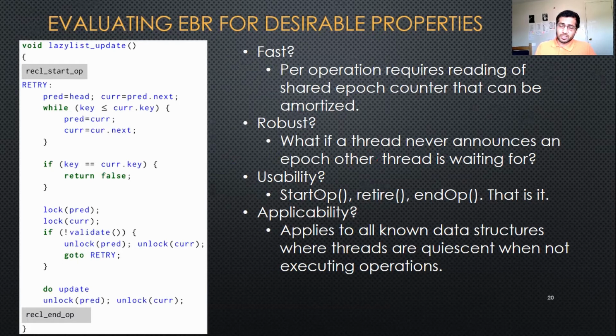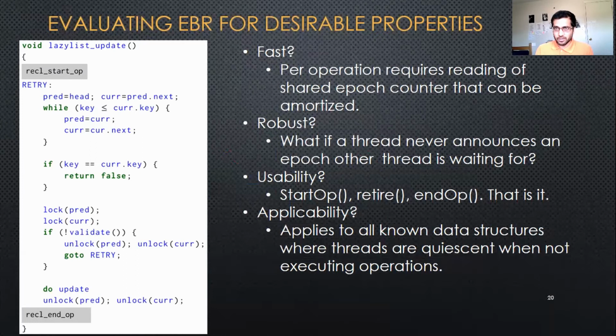As far as usability is concerned, as we saw in this lazy list update operation, you just need to use start and end of operation, encapsulate your operation within these two functions, and you use the retire function to send the node to be freed to be stored temporarily in the retired buffer of a thread. As far as applicability is concerned, EBR applies to all data structures which give you a guarantee that if a thread is not executing an operation, it is in a quiescent state. That means it won't hold any private pointer to a shared record when it is not executing an operation.